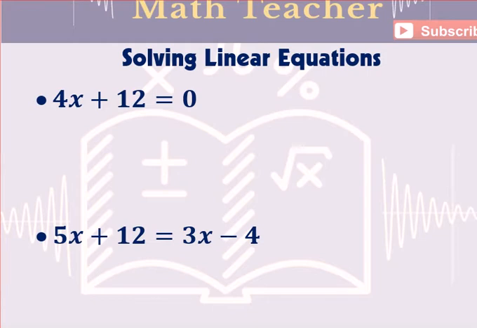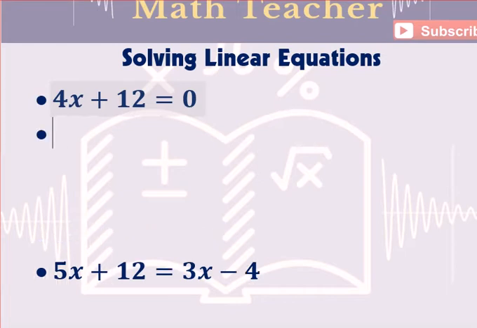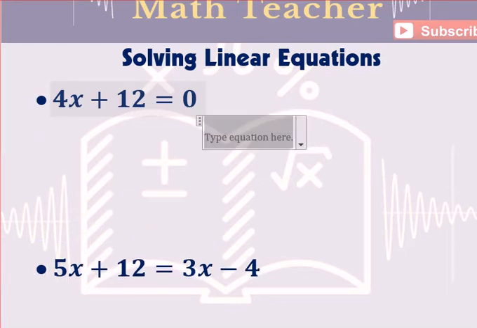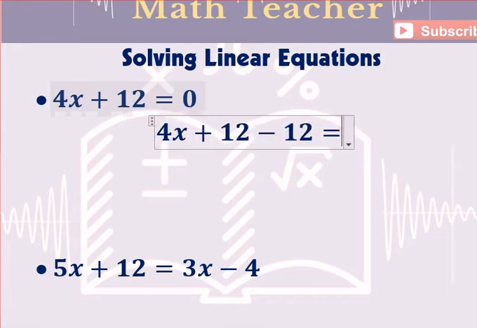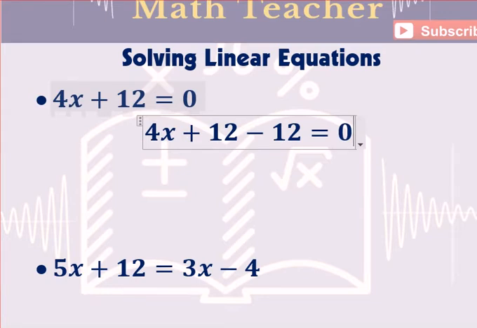And so now guys, let us solve these two examples as an application about solving a linear equation. So first of all, here we have 4x plus 12 equal to 0. All you need to do is to try to isolate x. Since I want to get rid of 12, I will subtract 12 from both sides. So 4x plus 12 minus 12 is equal to 0 minus 12.